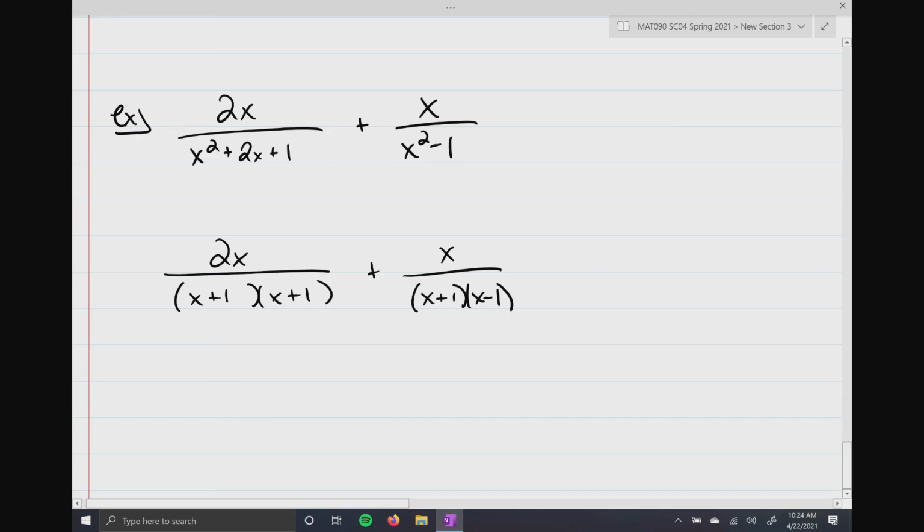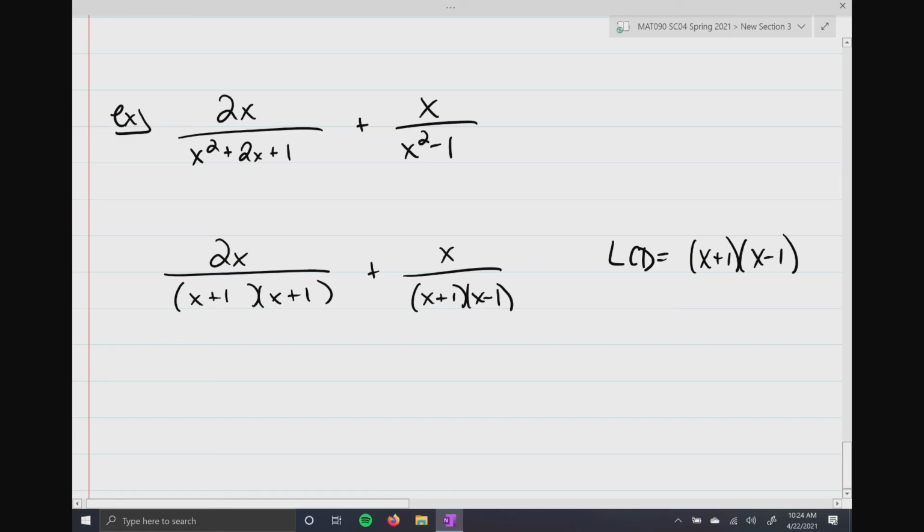So what would be my next move here? Find the LCD. Perfect. I'm going to write it off to the right. So the LCD is going to be the product. Now listen, it's the product of unique factors. So x plus 1, x minus 1. Those are my unique factors. I've got to find exponents now.